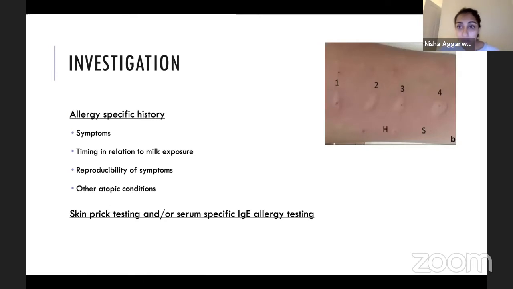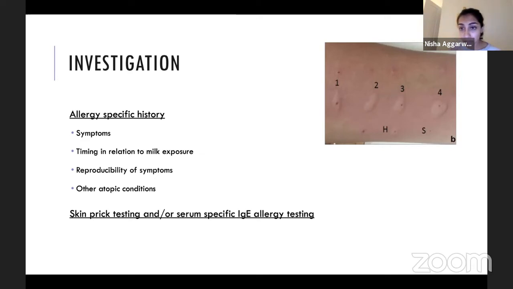So in the history, alongside everything else that we asked before, we want to ask about these symptoms specifically. So if they've had a family history, you want to maybe ask a little bit more about the swelling of the lips, the itching, the mucus in the stool, and think about the timing in relation to the milk exposure to get an idea if you're thinking IgE or non-IgE. The reproducibility of symptoms is really important because it may be that parents have already tried a different milk, or they've just started something new, particularly if they've weaned. Is this because they've introduced a new food? When do the symptoms start? You want to really link it to the cause, and if there's any other atopic conditions in the baby or their family.